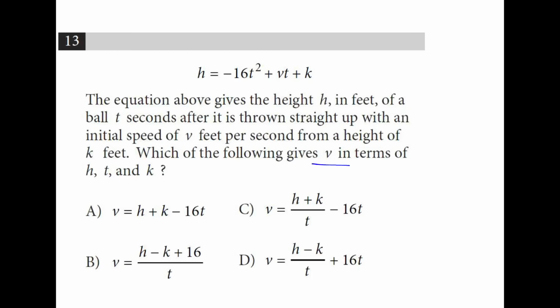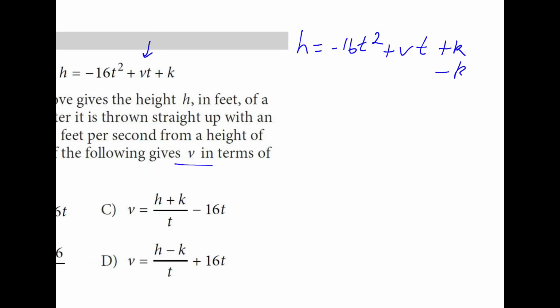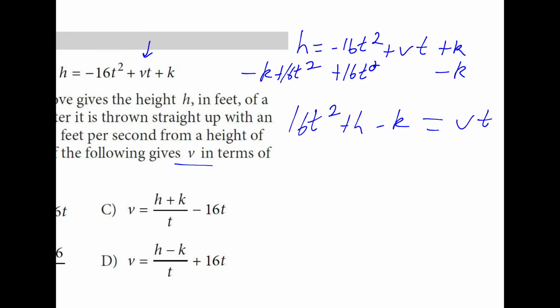Which of the following gives v in terms of the other variables? So I'm solving for v. First thing I'll do is subtract. So I'll subtract the k, and I'll add the 16t squared. So I have 16t squared plus h minus k is equal to vt. And I'll divide everything by t.